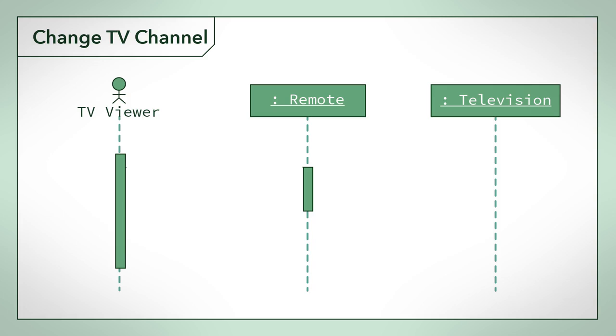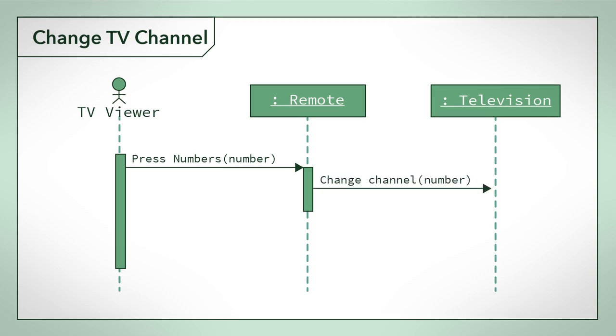That message says that the TV viewer pressed numbers. So I'm going to add this to the diagram with a solid line arrow and label it Press Numbers, Number. The remote then sends a new message to the television to change the channel to number. We denote this on the diagram with another solid line arrow labeled Change Channel, Number.